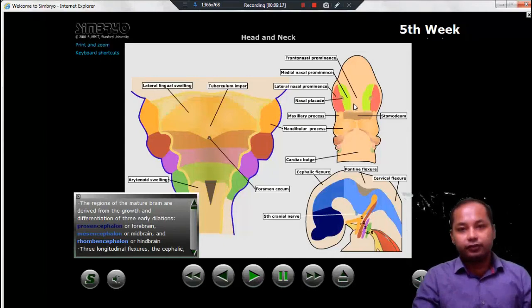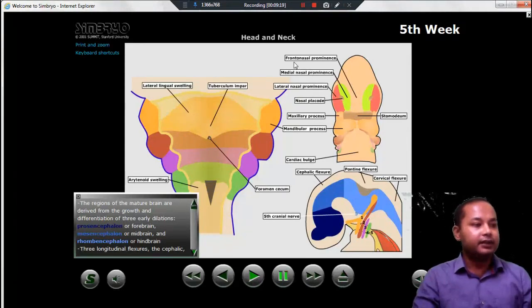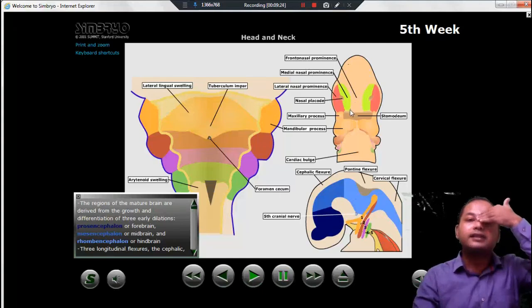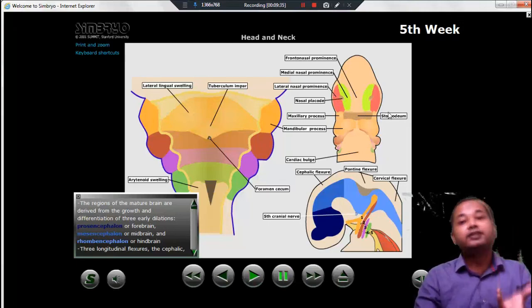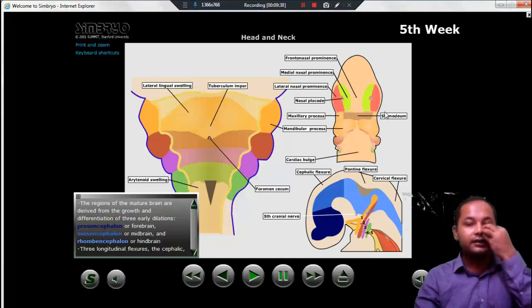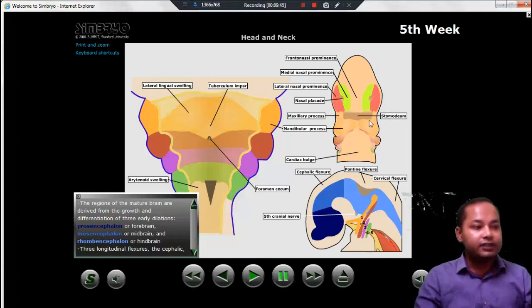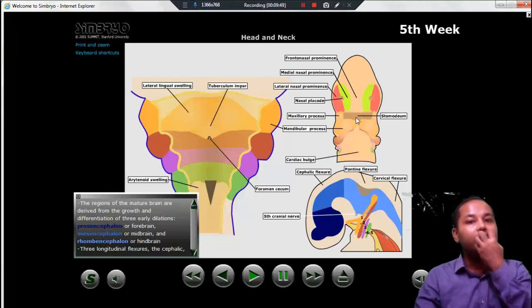What I have already told you has been labeled here. See, this is the frontonasal prominence, that is the head part as well as the nasal part. This is the nasal placode. The nasal placodes are so big in the fetus, just imagine them as if they are occupying the whole of your cheek. And what you see here is the stomodeum. This is going to form your mouth.